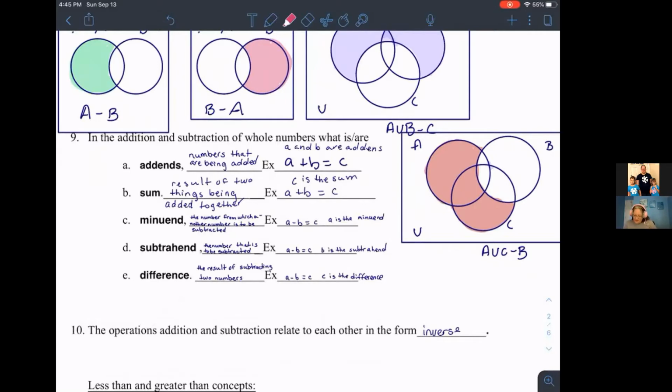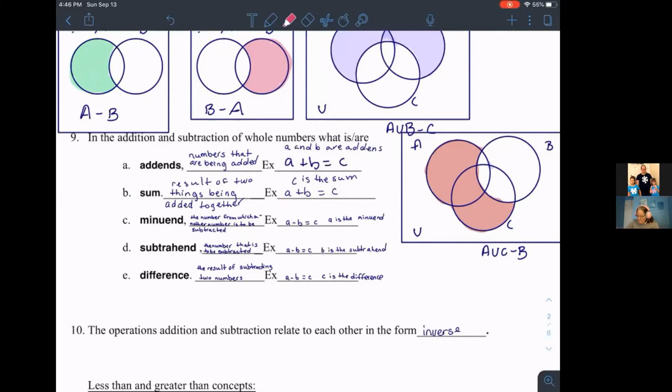Addends are numbers that are being added. So as far as the example, A plus B equals C, A and B are addends. So that's both numbers that are being added together. That is the addends. Now a sum is a result of two things being added together. So in this example, we have A plus B equals C. C is the sum. So it's the number that represents the two addends that are being added.